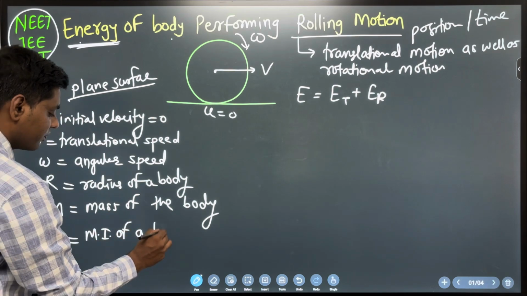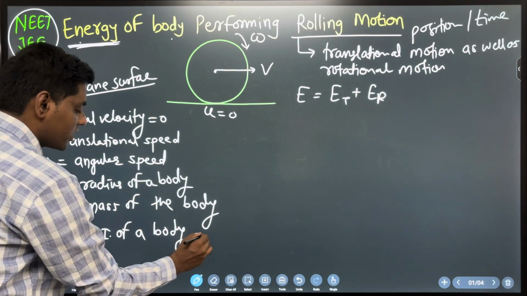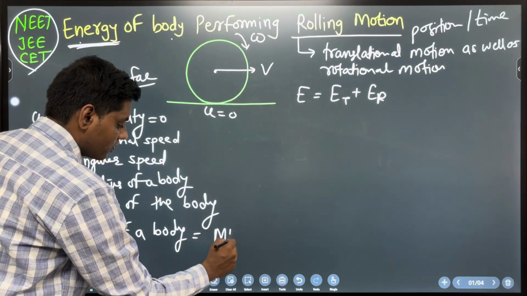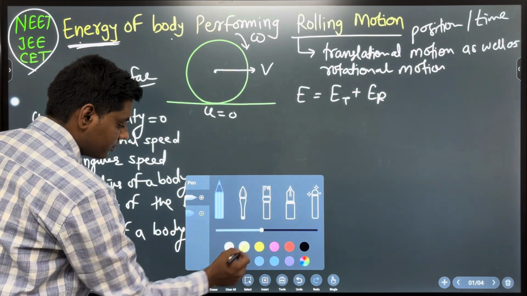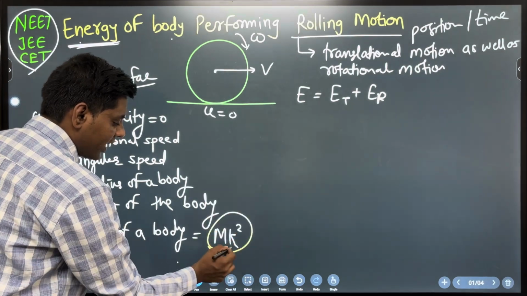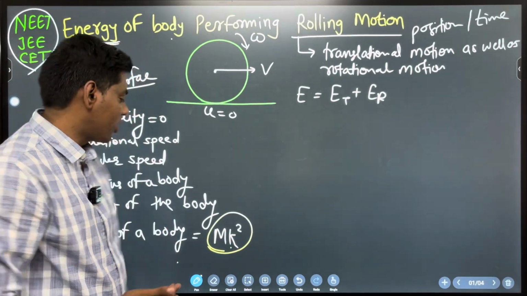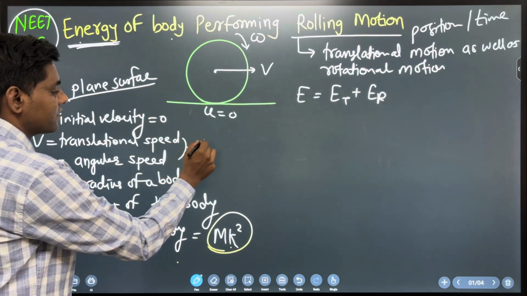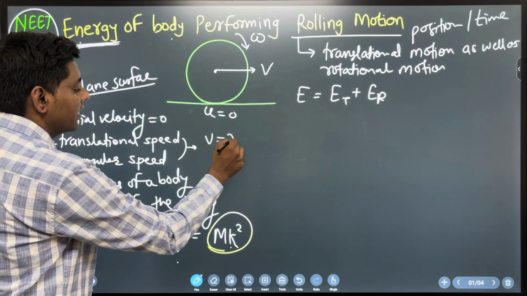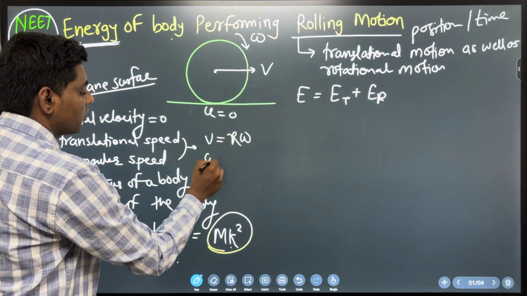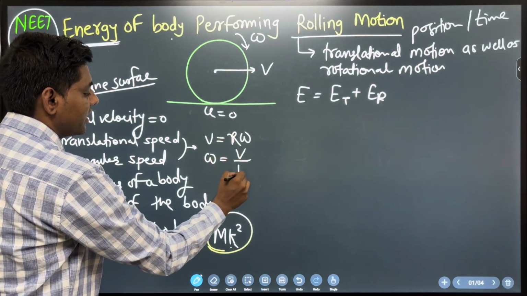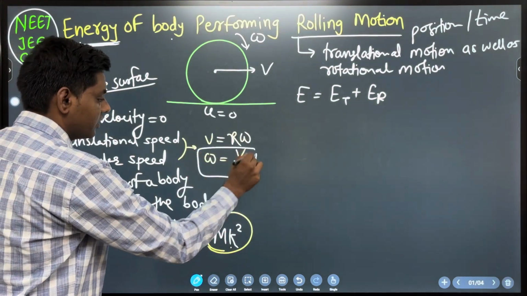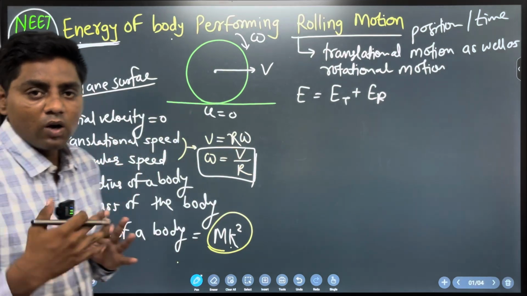So we know the standard formula for moment of inertia of a body. That is I equal to mk square, where m is the mass of the body and k is the radius of gyration of the body. And next, what is the relationship between the linear velocity and angular velocity? As we know, v equal to r omega. So therefore omega equal to v divided by r. Remember, this is the most important expression.